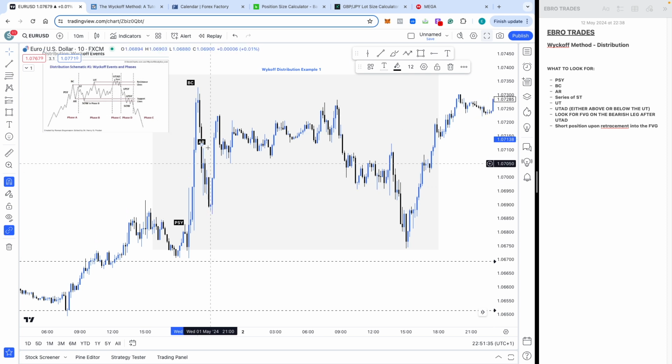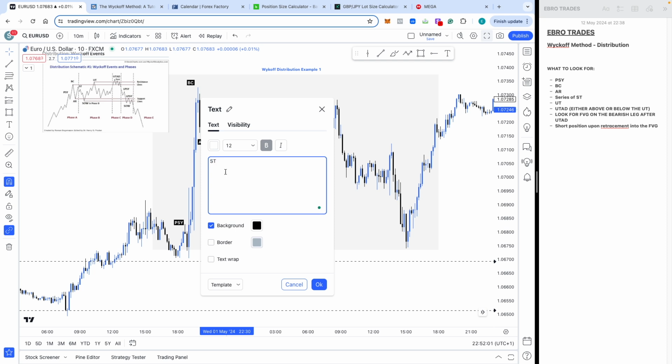Now, we've got a secondary test. We've got multiple secondary tests. You know, I don't care for labeling every single part of it. I'm just labeling the things that I care about. So we've got secondary tests, but a series of them.